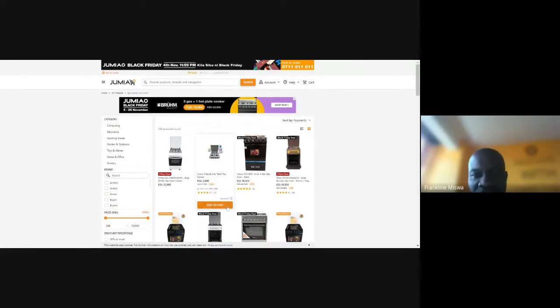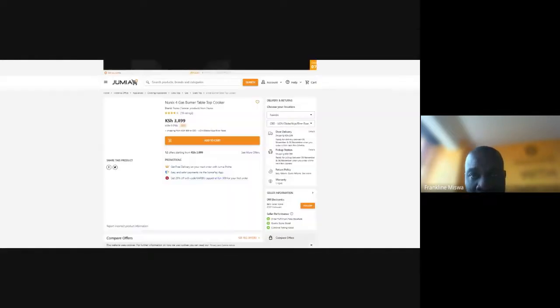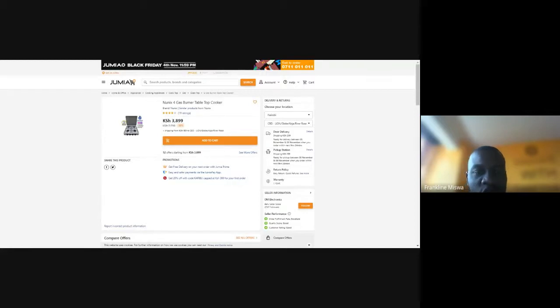So you see sponsored, that's the product that is currently sponsored. Nunix 4 gas burner, tabletop with cooker. You can even know who the seller is. DM Electronics. Oh, nice. Okay. So I was showing you the category pages. I think you have an issue with this side.